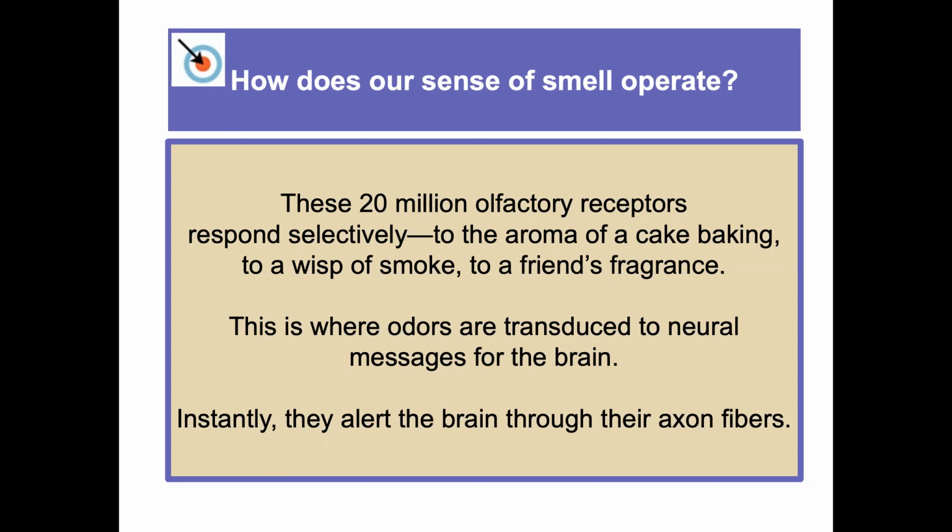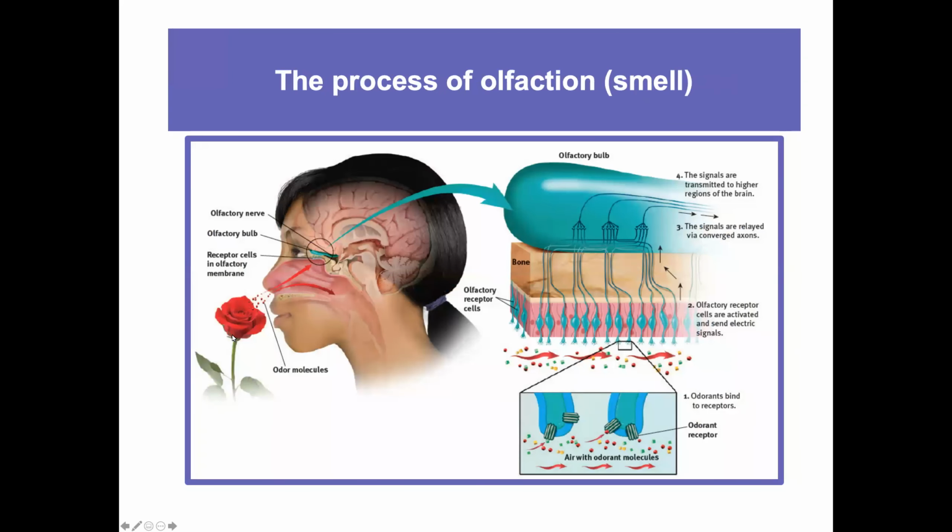This is a good image of the process of olfaction, of smelling a rose, and how it comes in through your nose, into your olfactory bulb, to higher regions of the brain.